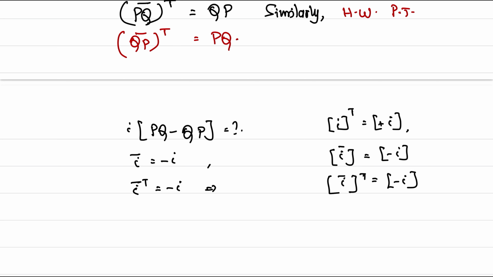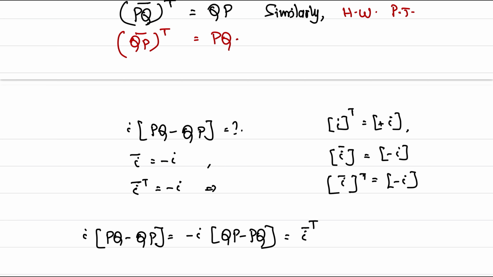Hence, I into PQ minus QP can be written as minus I into QP minus PQ. Can we write like this? Only I have put the minus sign. Minus I is nothing but I conjugate transpose into QP minus PQ.